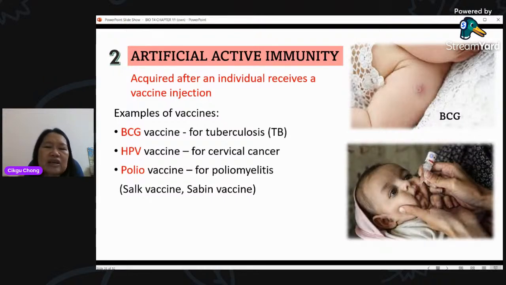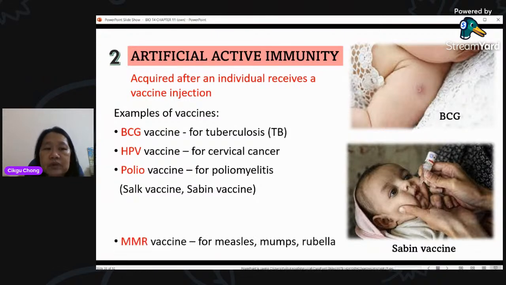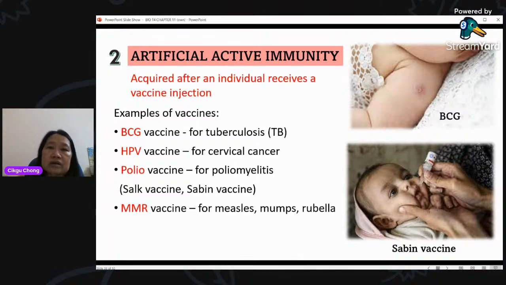I remember bringing my children to the hospital, and they gave a kind of drop, a red or pink colored drop, into the mouth of the baby. That is actually the vaccine. It's called the Sabin vaccine for polio. Next one, MMR. MMR stands for measles, mumps, and rubella. So there are three diseases that this kind of vaccine protects against.